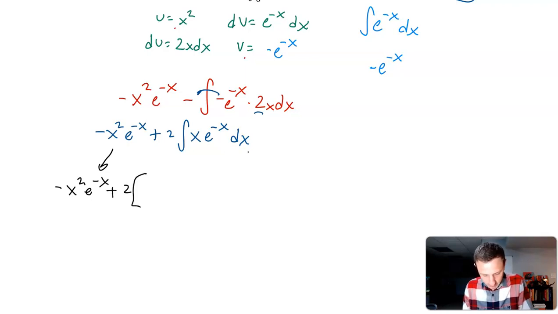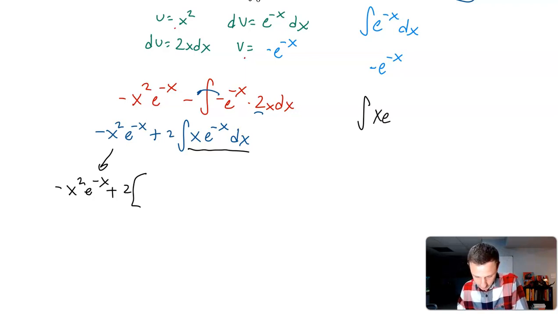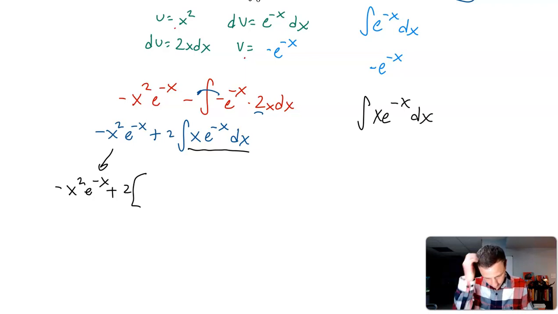Now I am performing integration by parts on this. So I'm doing integration by parts twice. Let me do that over here. The integral of x e to the negative x dx. So I'm doing integration by parts again.